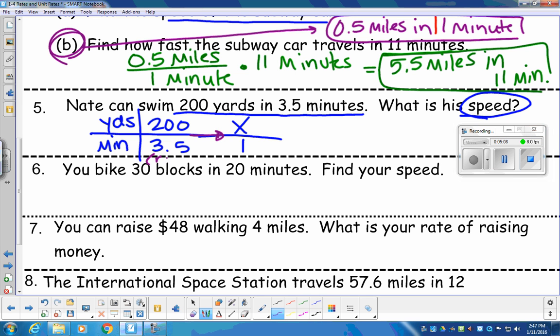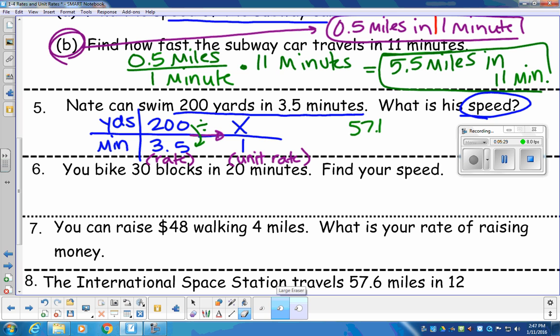So we have a rate here on the left. We're going to break that down to a unit rate on the right. So the operation of division is happening there. 200 yards divided by 3.5 gives us 57.1 yards.